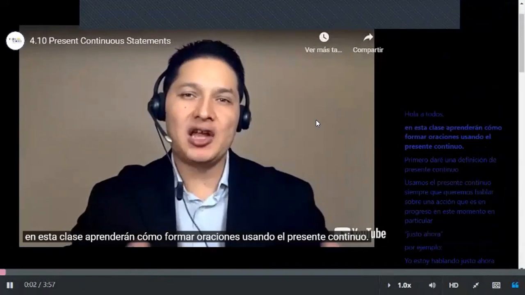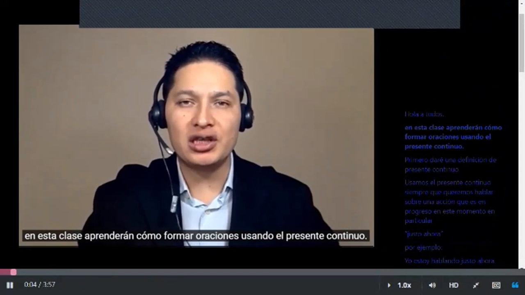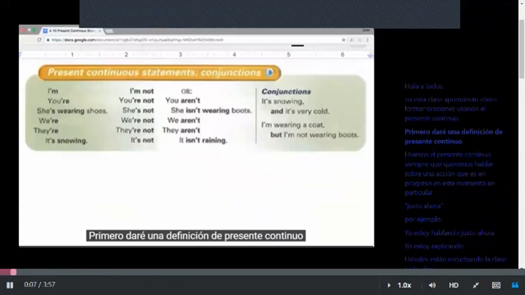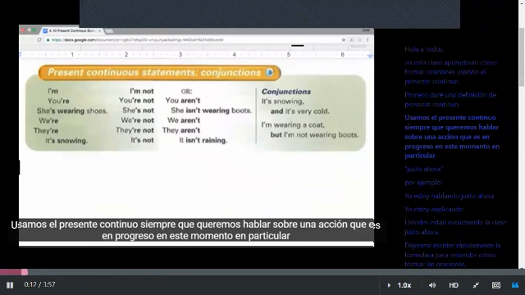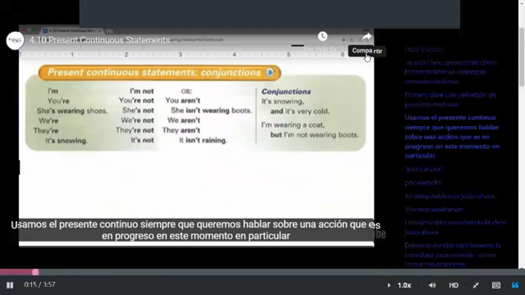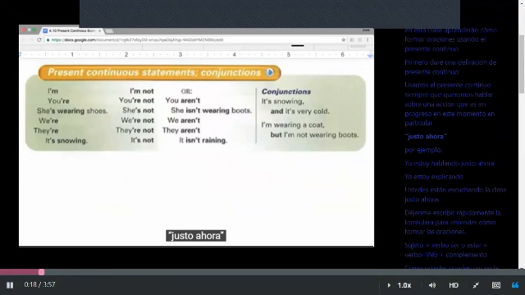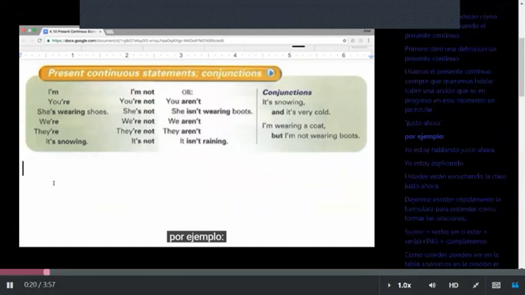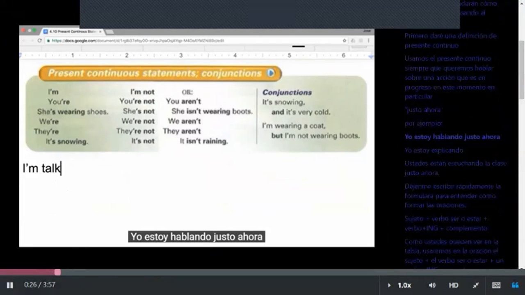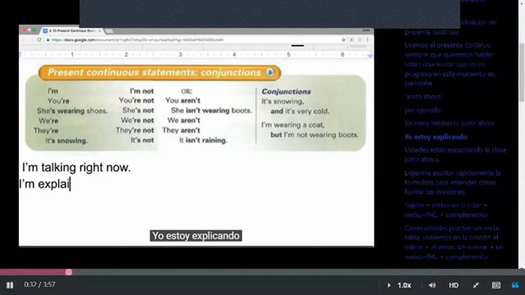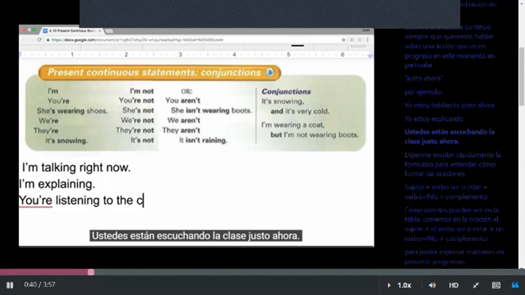Hi, everyone. In this class, you'll learn how to form statements using the present continuous. Let me first give the definition of the present continuous. We use the present continuous whenever you want to talk about an action that is in progress in this particular moment, right now. For example, I'm talking right now. I'm explaining. You're listening to the class right now.